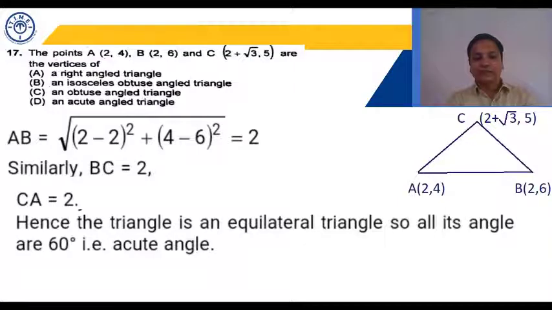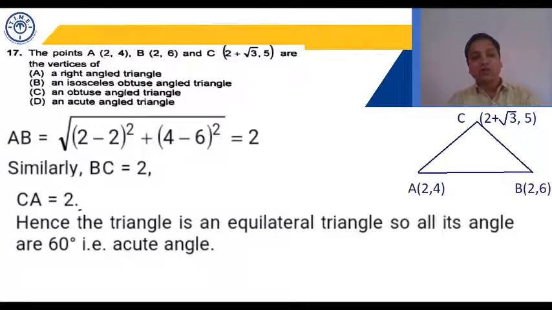So all angles are 60 degrees. Let's check the options. Can we mark option A, right angle triangle? Absolutely not. In a right angle triangle, one angle is 90 degrees and the sum of the other two is 90 degrees. In our case, all angles are 60 degrees.